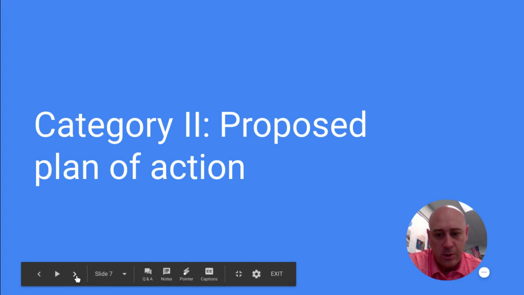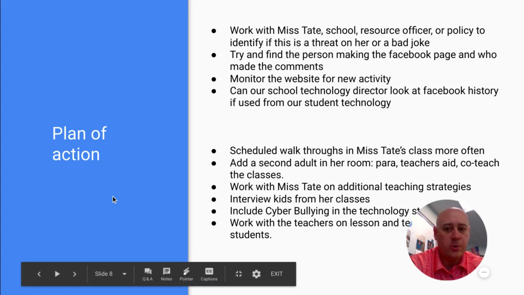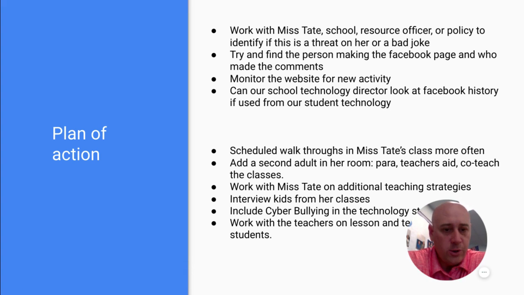Category 2, proposed plan of action. The plan of action I came up with. First of all, for the first one, with the classroom, work with Miss Tate, school resource officers, or police to identify the threat, or if it was a joke, or what the case may be. Again, try to find the person or people behind the Facebook page, and also if we could find who made the comments. If it's still open, monitor the website, and then also contact our technology director and see if they can look at any of the history if it was made on a school computer or not.